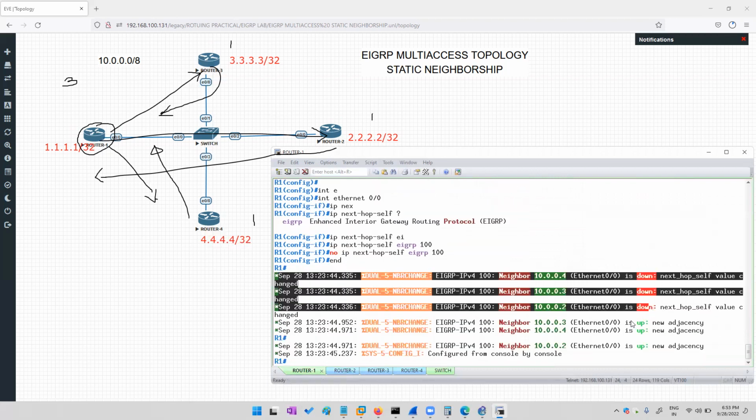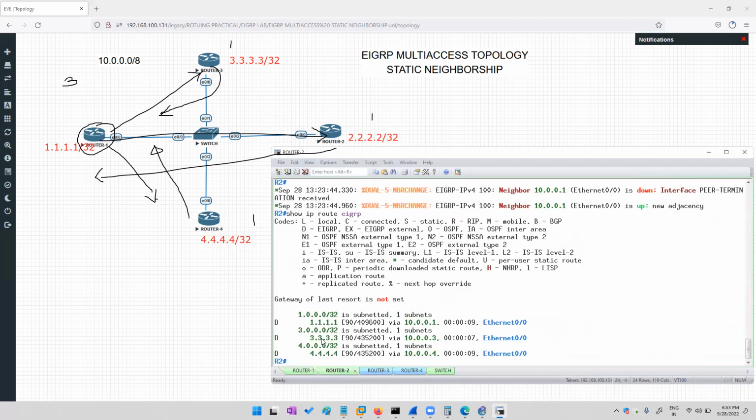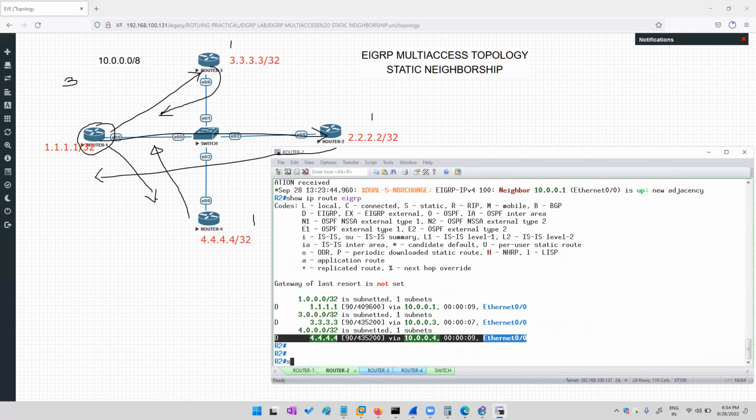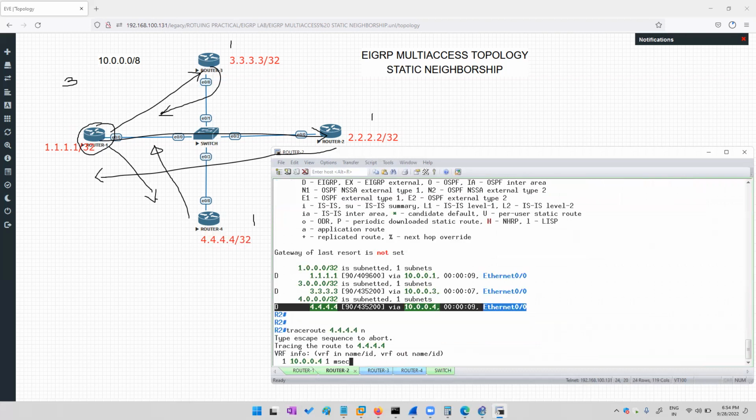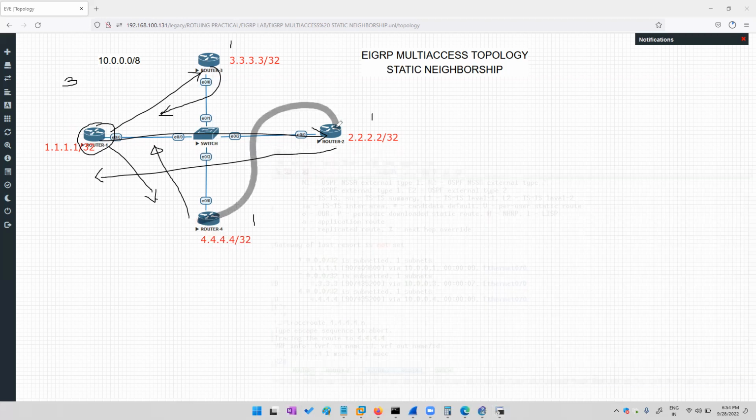The neighborship goes down and then comes up again. Now go to the R2 side. We are receiving routes again, but right now we are receiving them via the actual originator. Yes or no? And if I now do a traceroute for 4.4, is traffic going directly or indirectly? Verify via R1 or directly R4. Traffic goes directly from R2 to R4 side. But last time traffic went R2, R1, then R1 to R4.